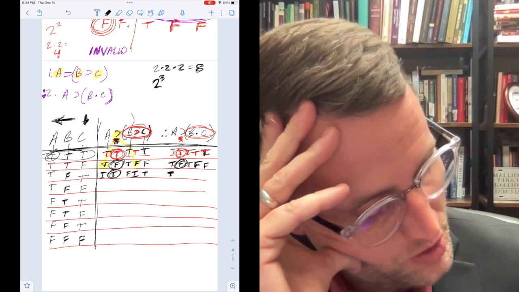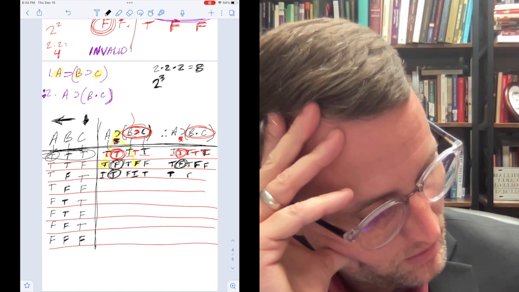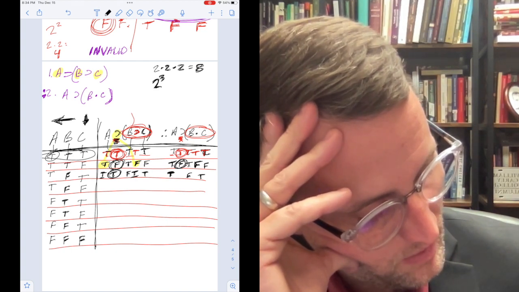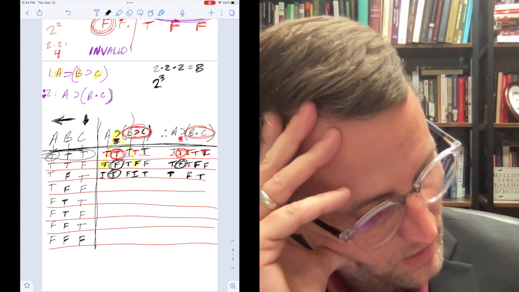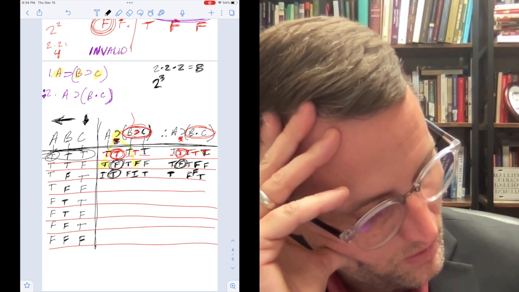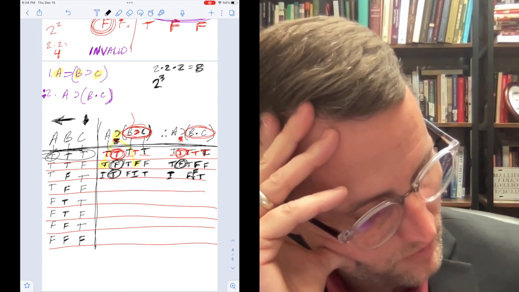So we know A is true, B is false, and C is true. We know F dot true is false, and we know true horseshoe false is false.